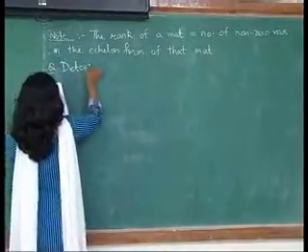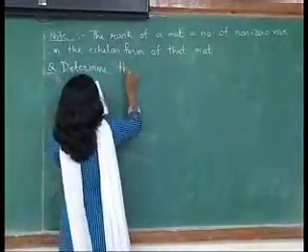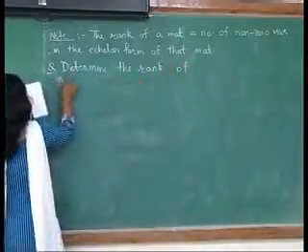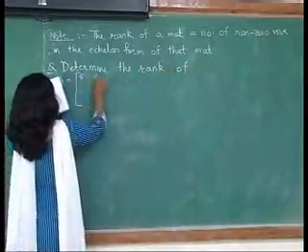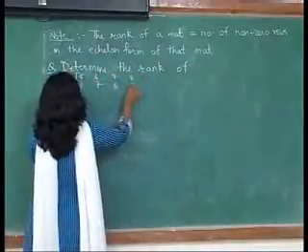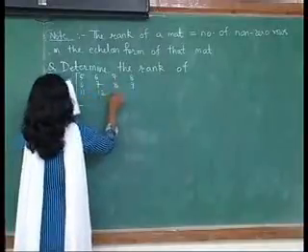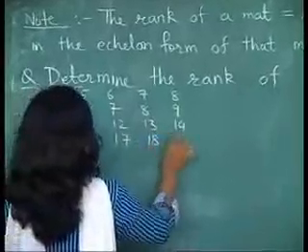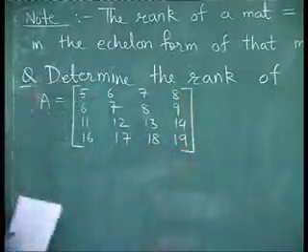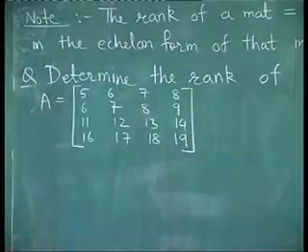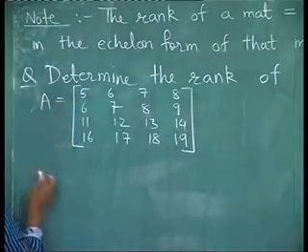Say determine the rank of the matrix A equal to 5, 6, 7, 8, 6, 7, 8, 9, 11, 12, 13, 14, 16, 17, 18, 19. Now, the simplest way of finding the rank will be to first reduce this matrix to the echelon form.